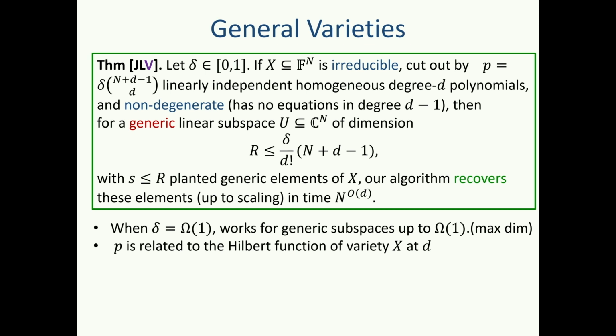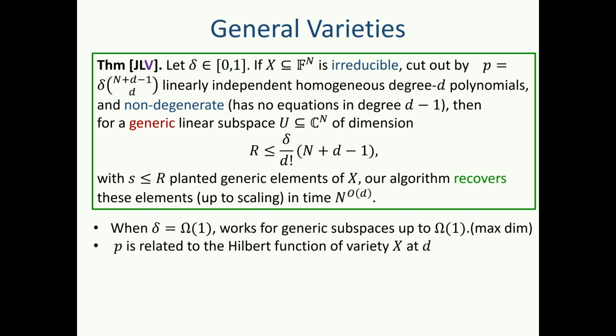Okay? And many varieties of interest actually fall into the setting, and many of the things that we'll be interested in satisfy these conditions with delta being a constant, so we can go up to constant times the maximum possible dimension. Okay, again, this is a generic result. And this parameter P is actually a very natural quantity that comes up in algebraic geometry. It's related to what is known as the Hilbert function of the variety at D.